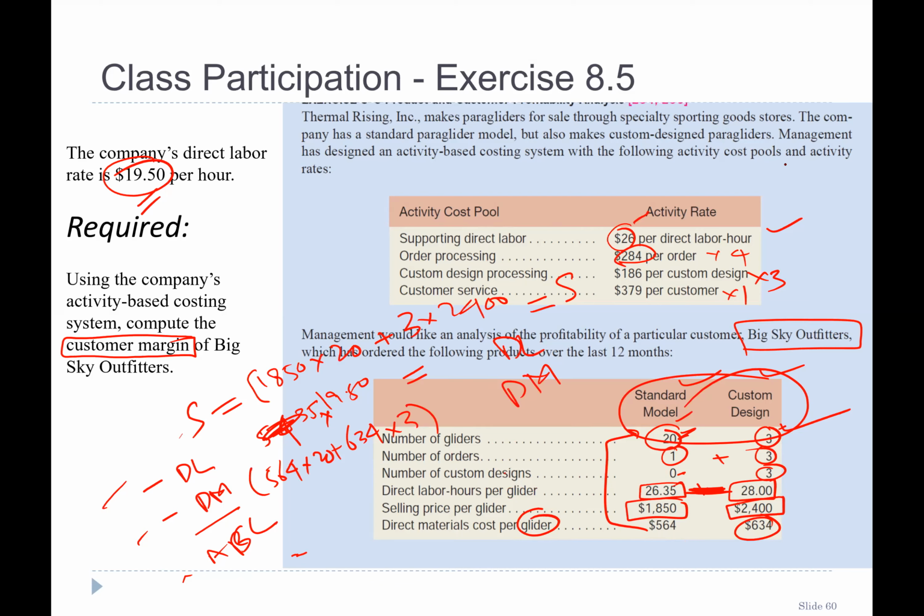So total direct labor hours: 28.35, 20, and then plus 3 times 28. If you add them, this is our total labor hours. Right, guys? Now, can you calculate now? Yeah, I think I got it. Please do that. Thank you, sir.